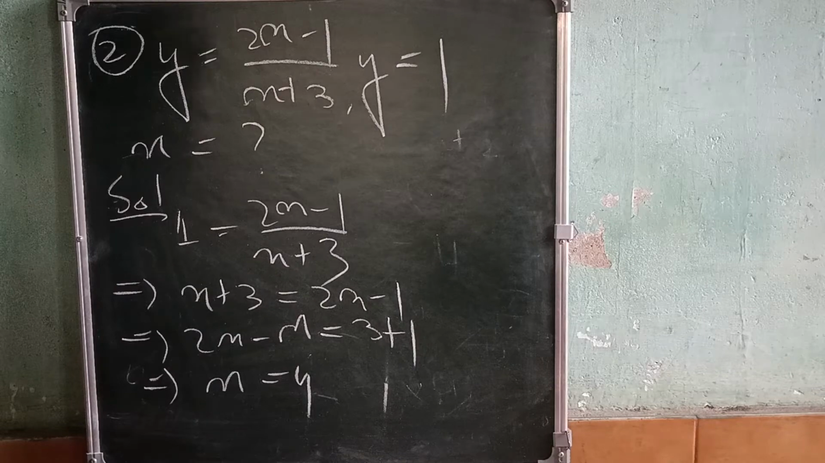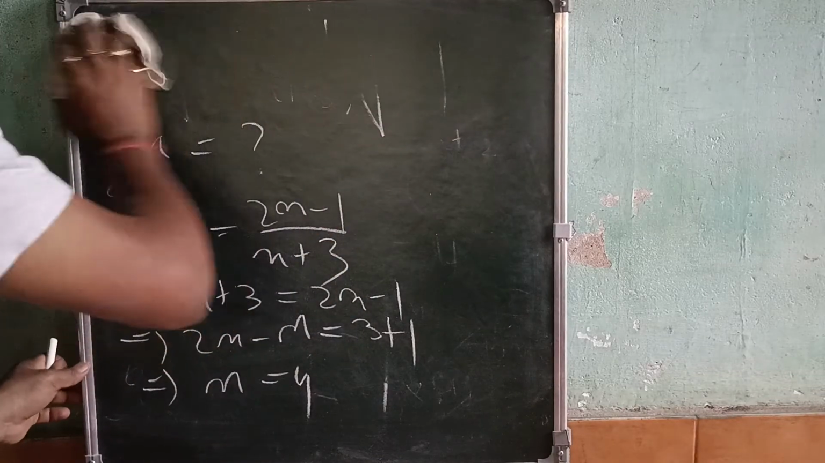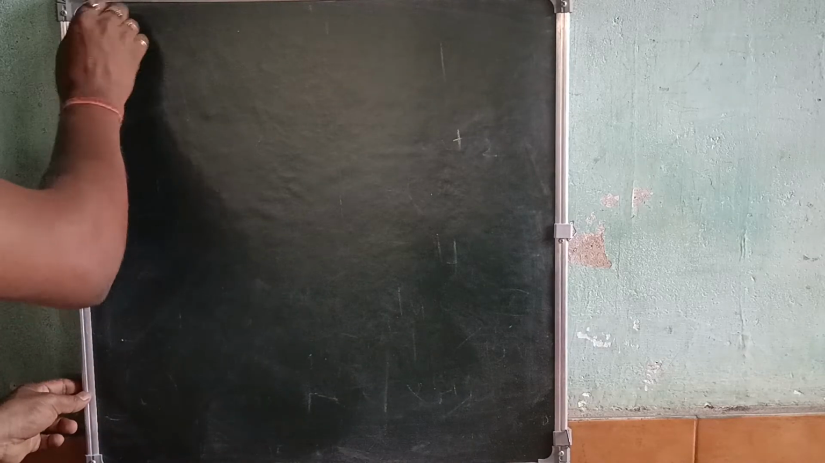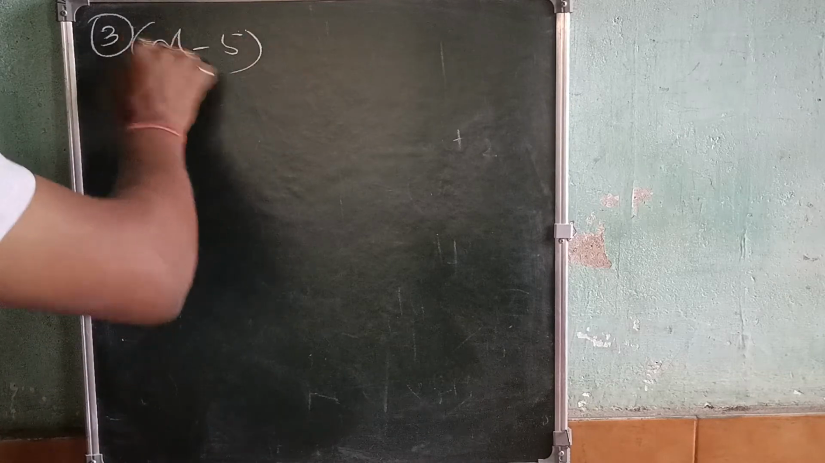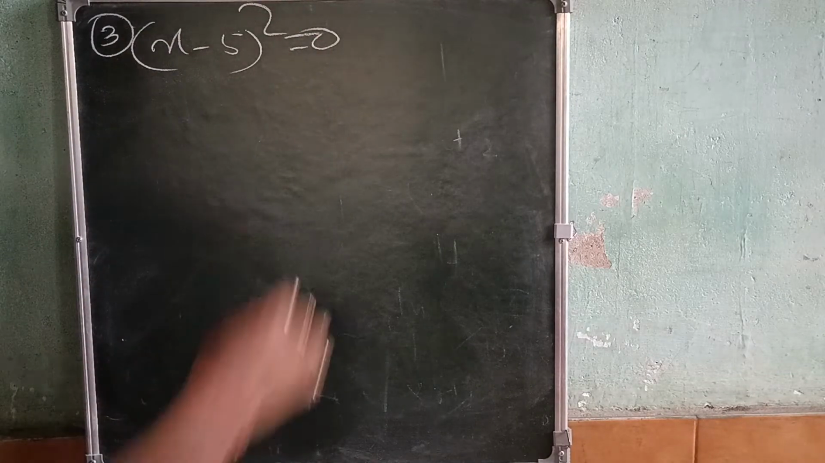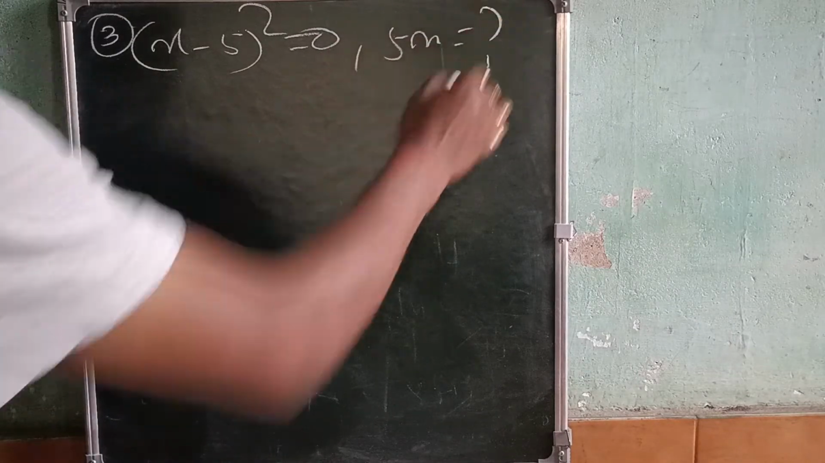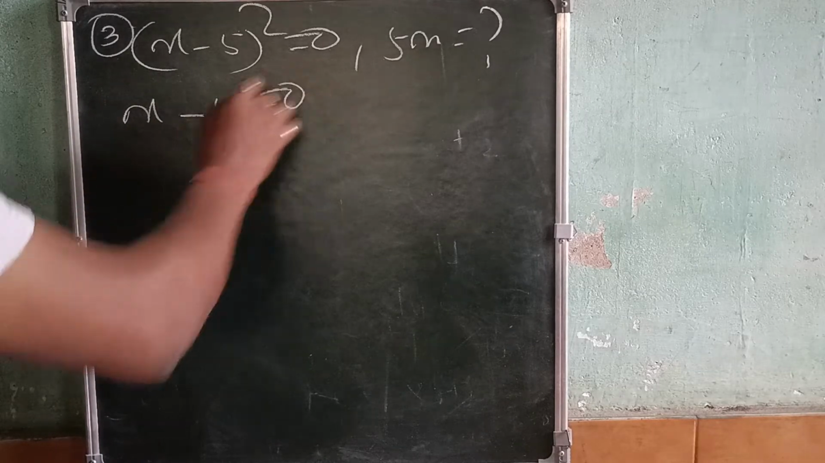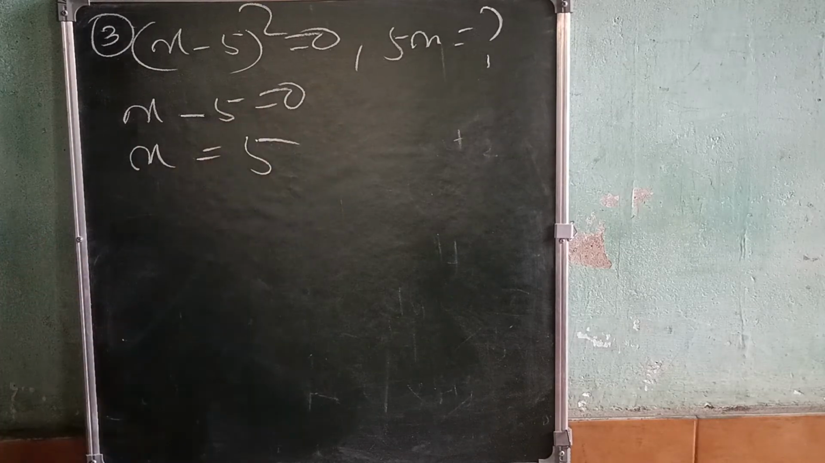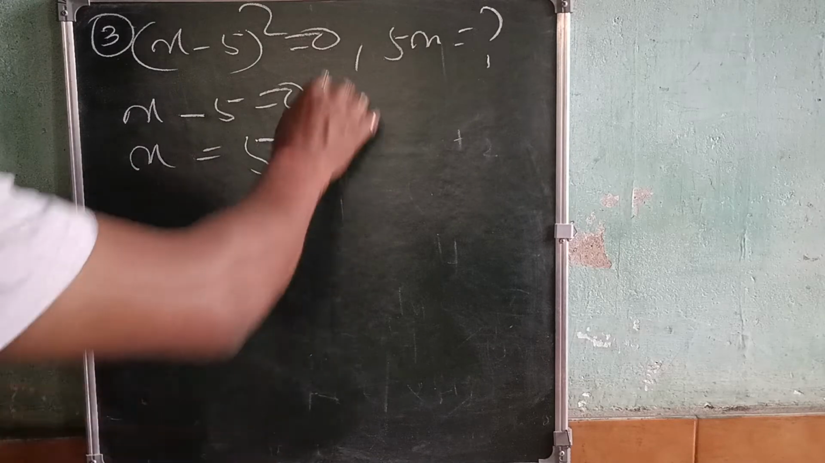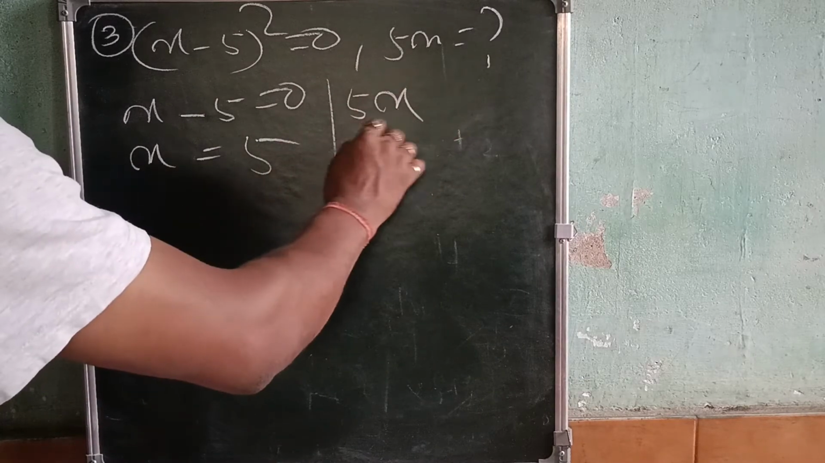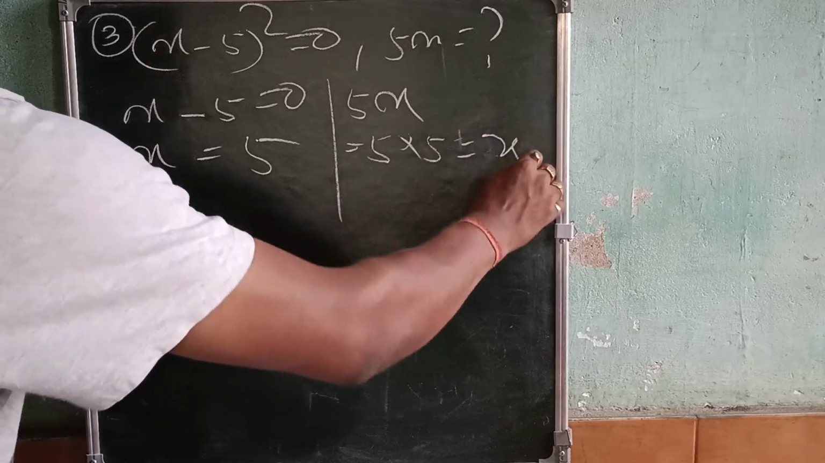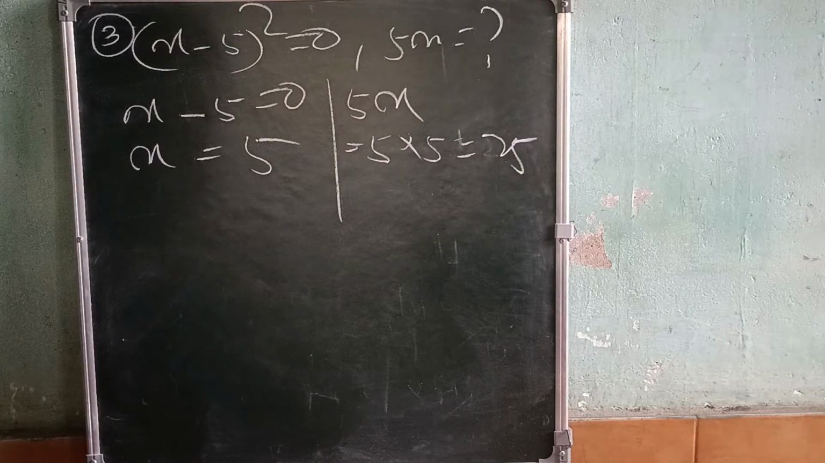Now come to the next one. Question number 3 is: (x minus 5) whole square is equal to 0. The question asked is: how much is 5x? Okay, (x minus 5) whole square is equal to 0. In a sense, you can also write x minus 5 is equal to 0. x is equal to, when the side changes, minus 5 becomes plus 5. So you have to calculate 5x, in the sense 5 into 5, that means 25 is your answer, right?